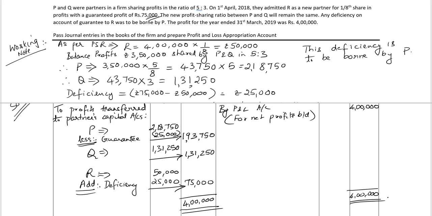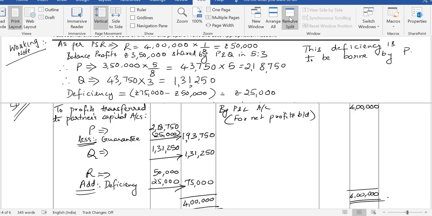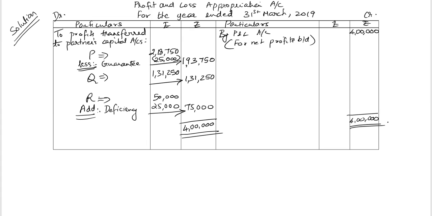I'll remove the split and we can see the accounts. This is the profit and loss appropriation account that is prepared by us. In this case, there is only one partner who is bearing the deficiency. So P bears the deficiency of rupees 25,000.